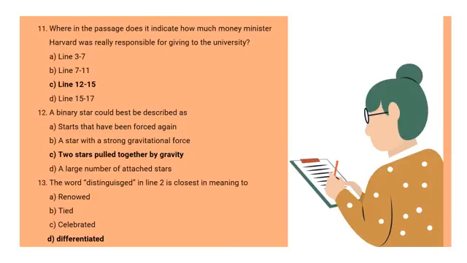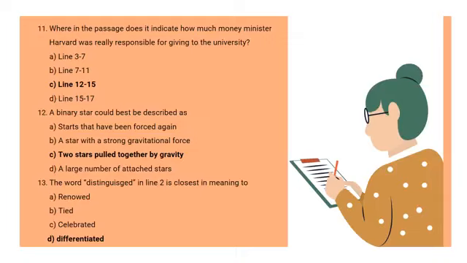The question number 11 is where in the passage does it indicate how much money Minister Harvard was really responsible for giving to the university? My best answer is C, lines 12 until 15, because in the text, in lines 12 until 15, it is mentioned that the minister willed half of his estate of 1,700 pounds to the fledgling college. So I choose my best answer is C, lines 12 until 15.